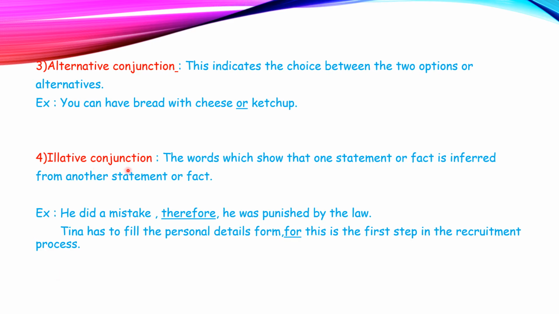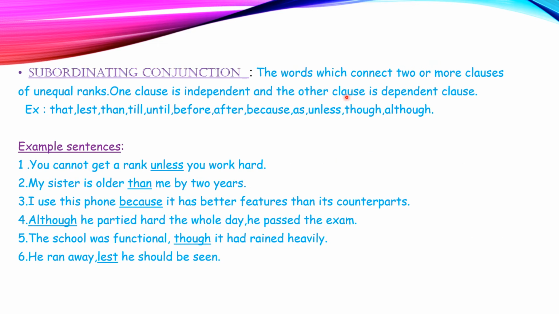These are the examples for illative conjunctions. The next type is subordinating conjunction. So in total we have four types of conjunctions.